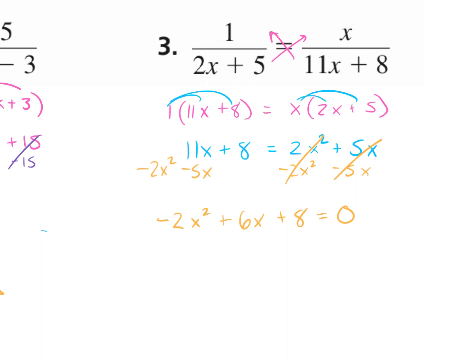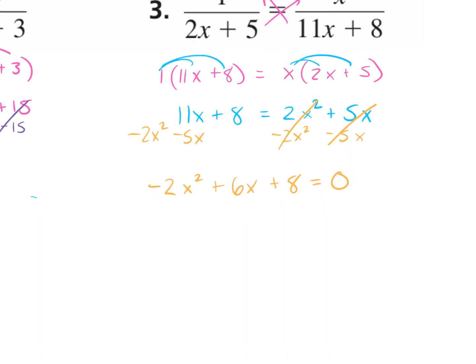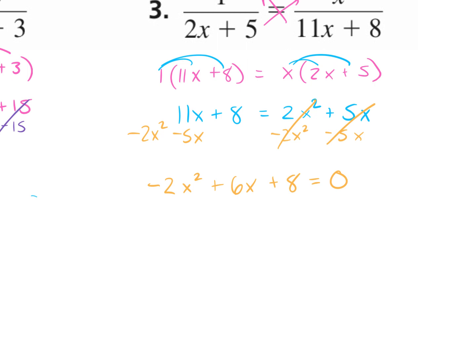What should I do next? I could do first times last, but I can take out the GCF, so I don't have to do first times last. Anytime you have a GCF, you want to take out your GCF. Here, because we have an x squared and an x, we know that we're going to have to factor. So multiplying the first times last is a good option, but whenever you have a GCF, take that out because factoring is going to be a lot easier.